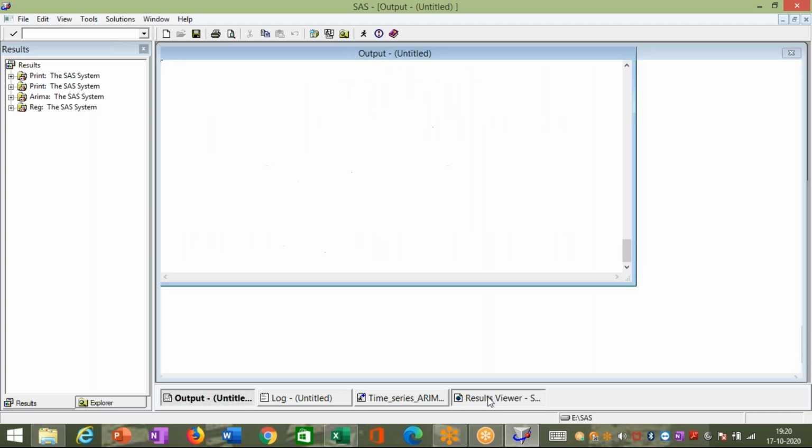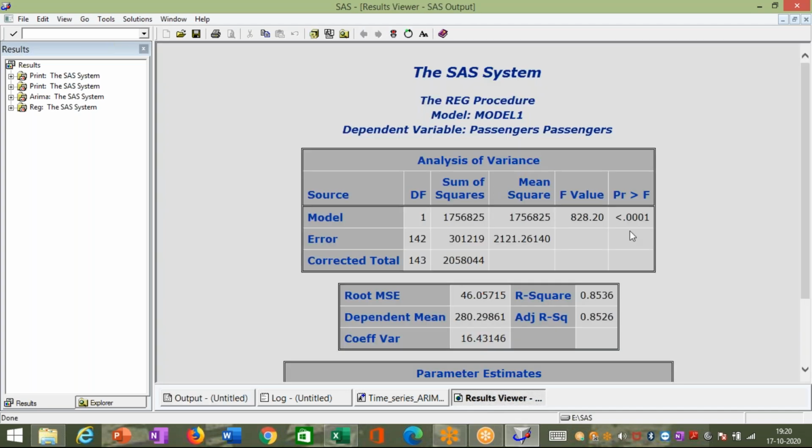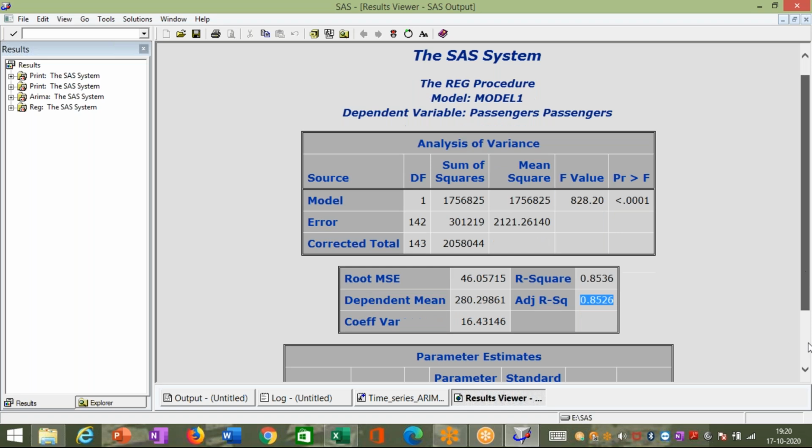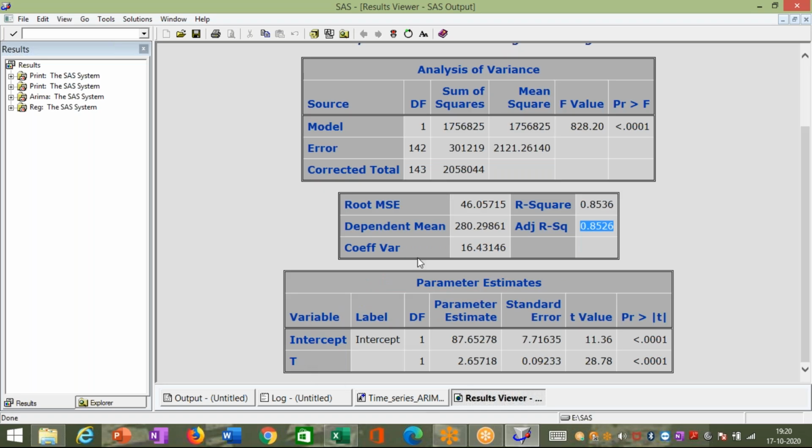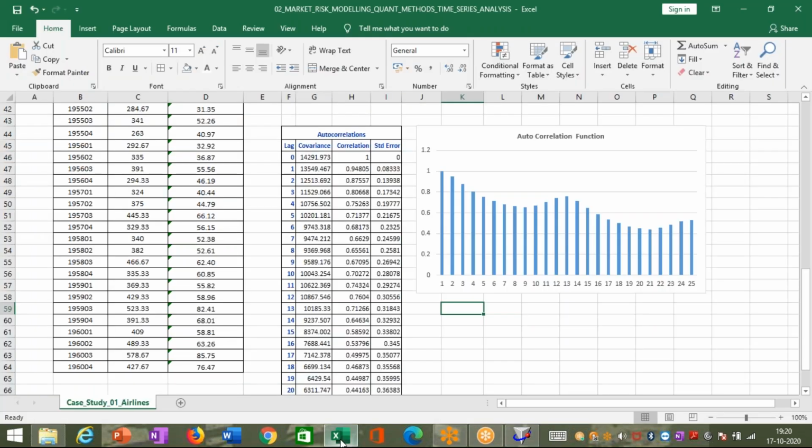Now, if you have a look at the regression results, we'll see that the adjusted R square is 85%. So 85% of the variation in this Yt is explained by the time component, whichever time point it is. This means the series is more driven by the movement in time than anything else.